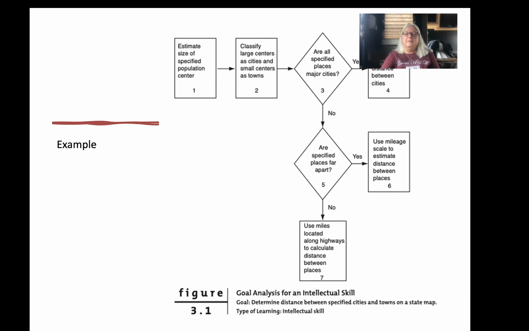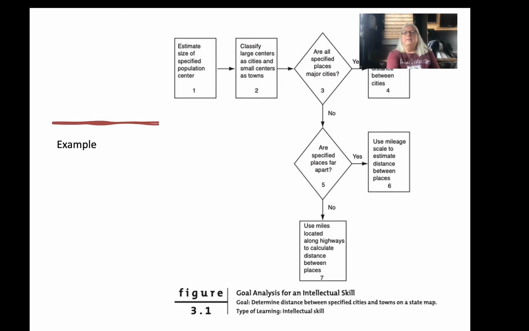Okay, and here's an example. So the goal is we want the learner to determine the distance between specified cities and towns on a state map. Okay, so we start by estimating the size of the population, classifying large centers as cities and small centers as towns. So here's a classification that's an intellectual kind of skill.